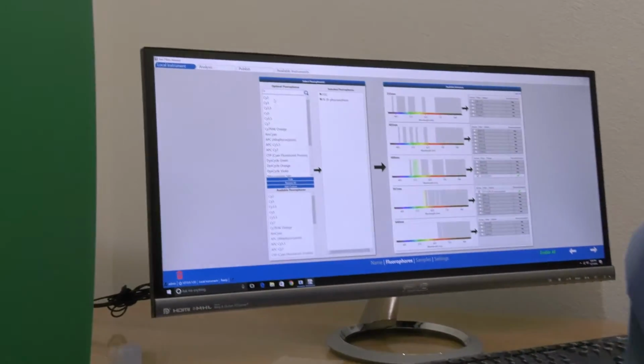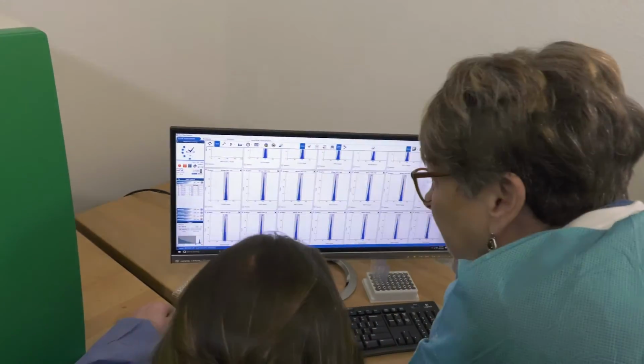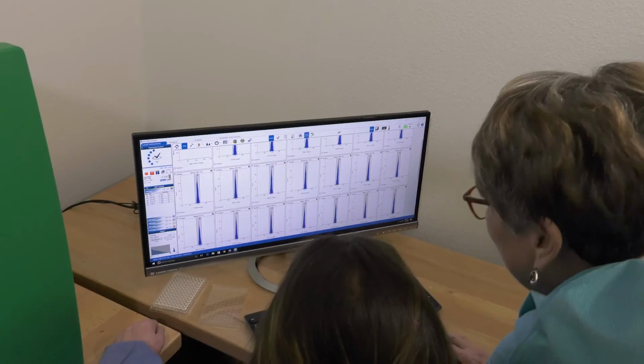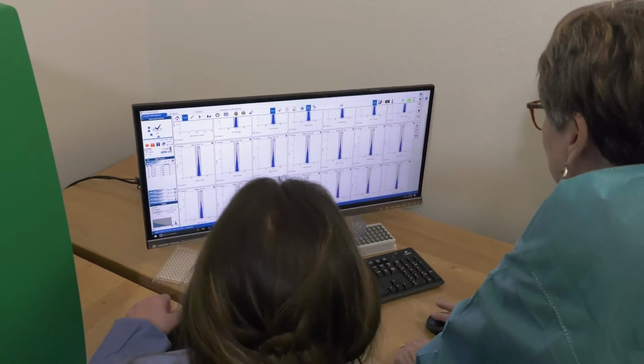Well, the ZE5 has definitely helped us move beyond 10 colors. And as soon as we really opened it up to our customers, we had people walking in the door with 14, 15 colors. I think the ZE5 is a gem.